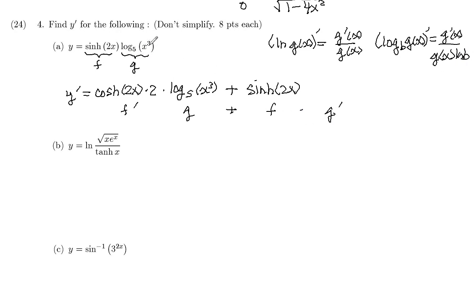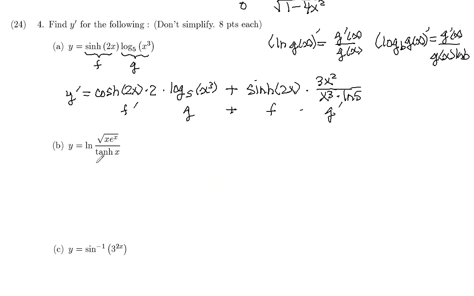Our inside function is x cubed, so that goes on the bottom, and its derivative, 3x squared, goes on the top. So that's the derivative of the inside over the inside. And then the base is 5, so we add that correction factor on the bottom times the log of the base, ln 5. And that's good enough, just like that.